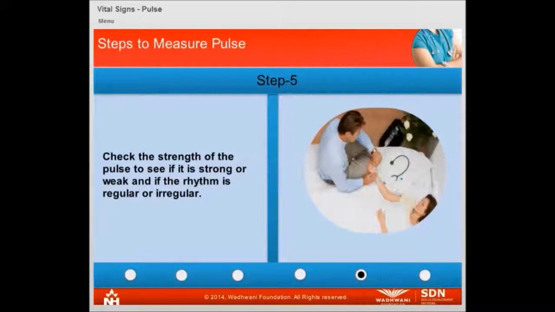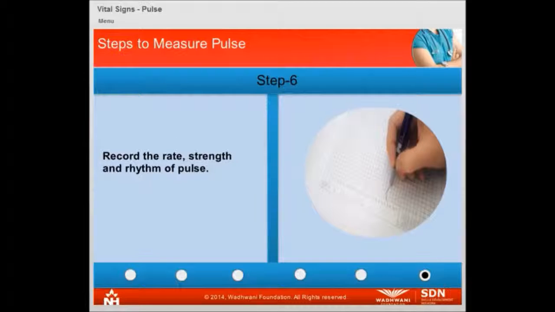5. Check the strength of the pulse to see if it is strong or weak, and if the rhythm is regular or irregular. 6. Record the rate, strength, and rhythm of the pulse.